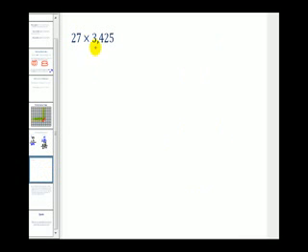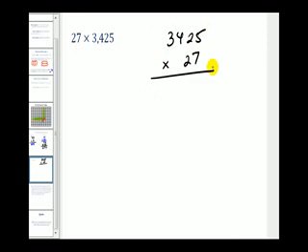Notice here we have 27 times 3,425. It's usually easier to multiply if the second factor has less digits. And since multiplication is commutative, we can change the order of this multiplication. So we're going to write this as 3,425 times 27. Notice now we just have to multiply by the 7 and then the 2. So now we'll start by multiplying by the 7.